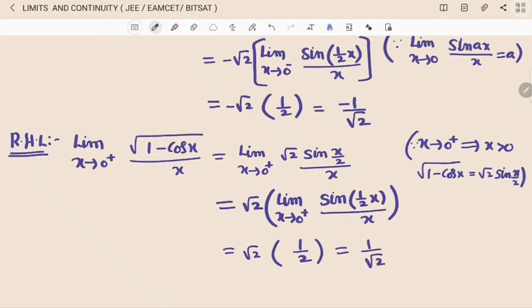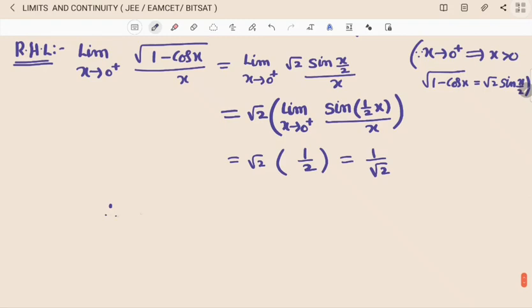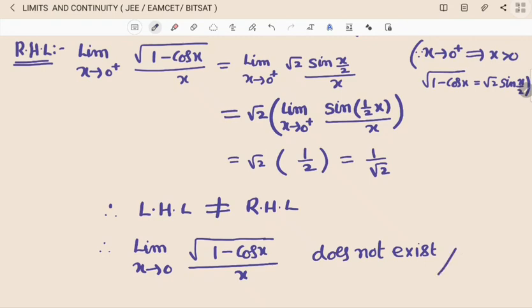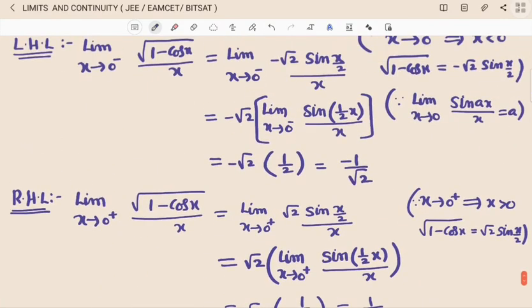So by observing, LHL is not equal to RHL. Therefore, limit x tends to 0 root 1 minus cos x by x does not exist. I hope everyone understands, dear students. Thank you all of you. Once again I'll scroll down the question.